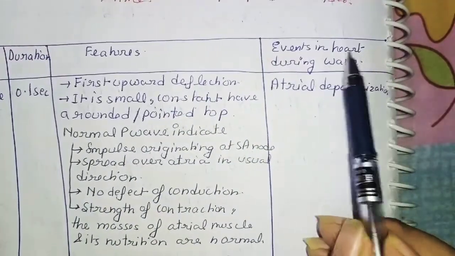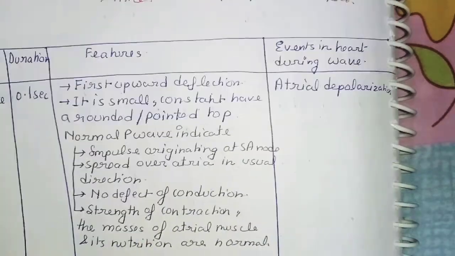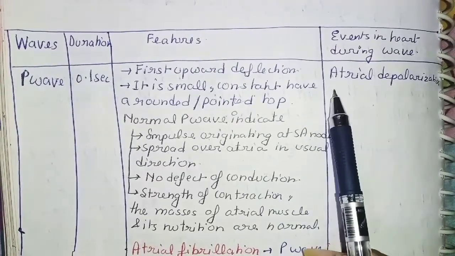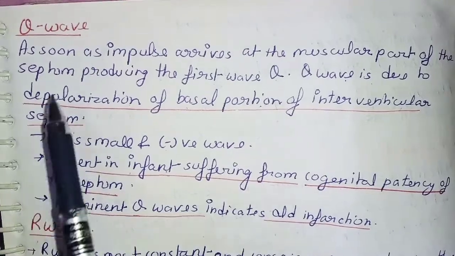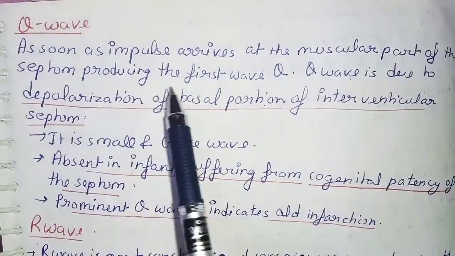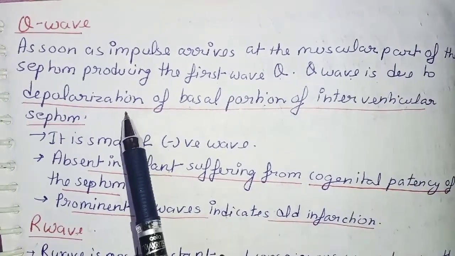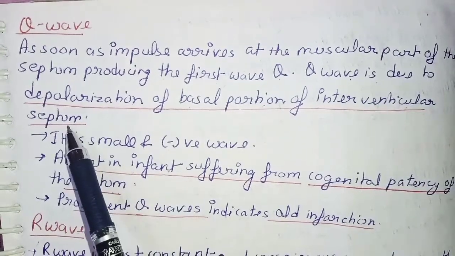Now, events in the heart during the wave. During the P wave, atrial depolarization occurs in the heart. Now coming to Q wave. As soon as impulse arrives at the muscular part of the septum, producing the first wave, Q wave is due to depolarization of basal portion of interventricular septum.